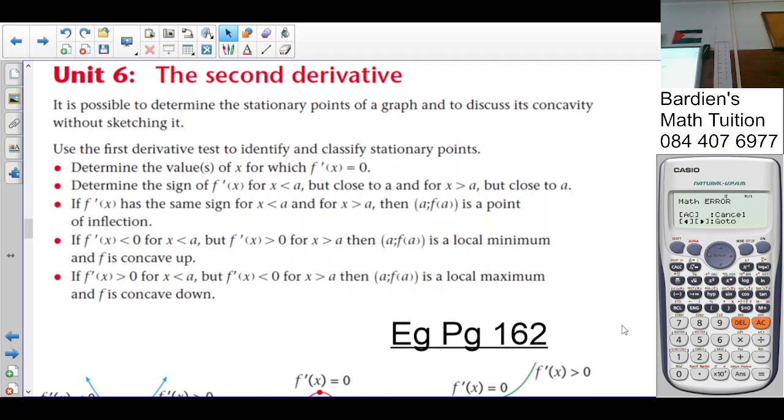Not so? Then determine the sign of f prime x for x less than a, but close to a, and for x more than a, but close to a. So in other words, on either side of it. Then, if f prime x has the same sign for x less than a and for x more than a, then f of a is a point of inflection.